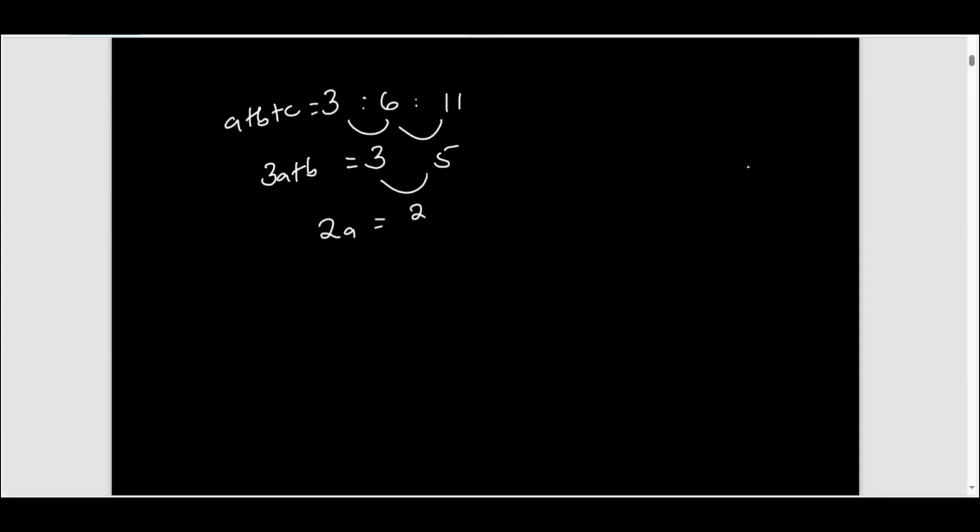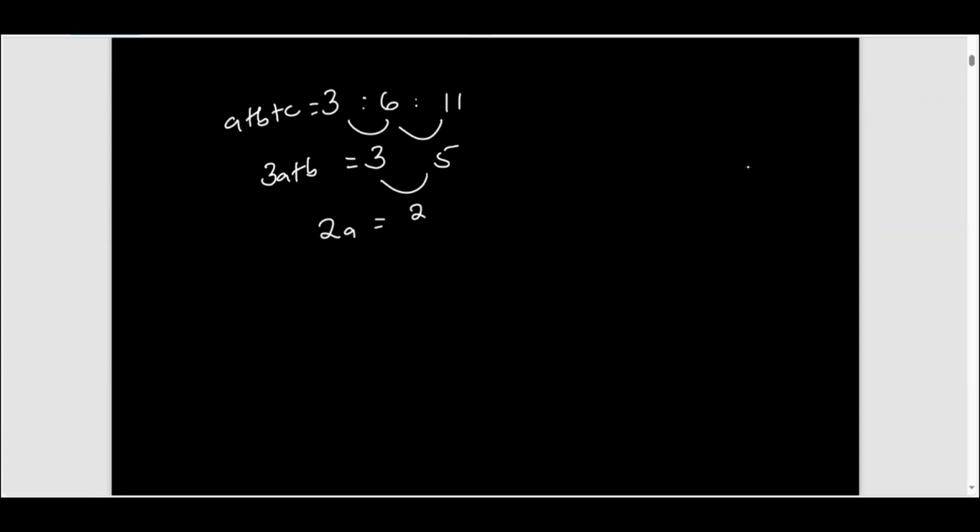So it's 3, 6, 11. We say that will be a 3. That will be a 5. And then this is a 2. Our second difference is a 2. So we're going to equate that to 2a. Equate the 3 to 3a plus b. And then equate this 3 to a plus b plus c.